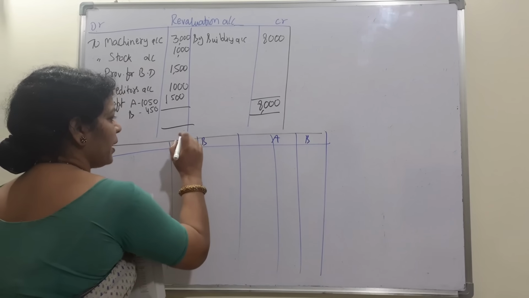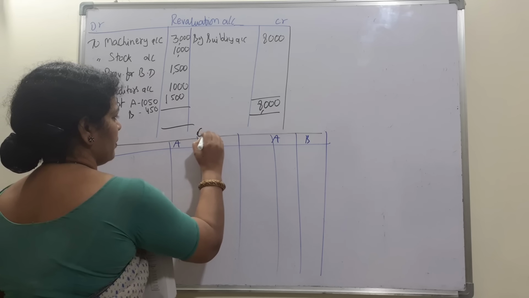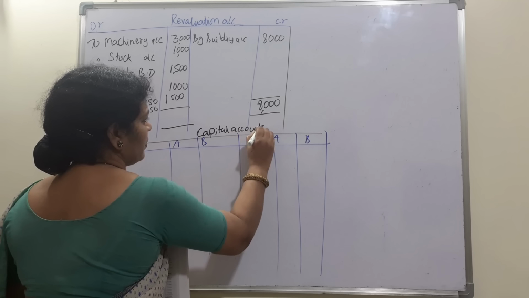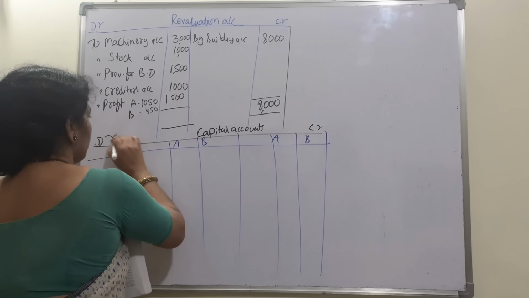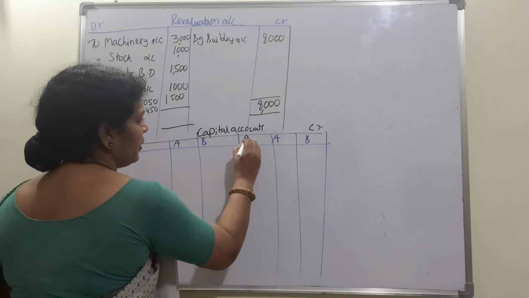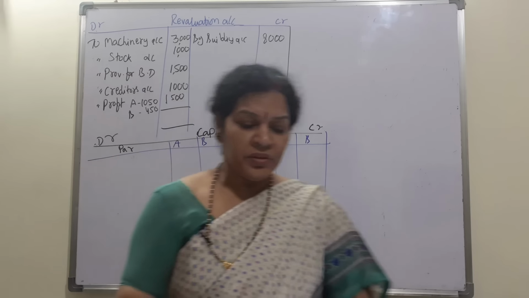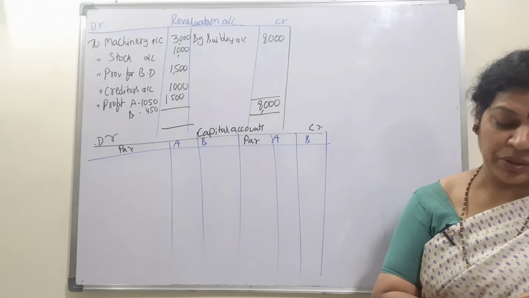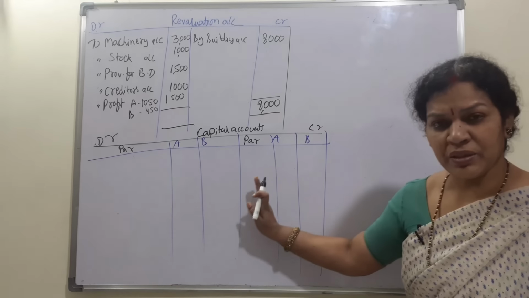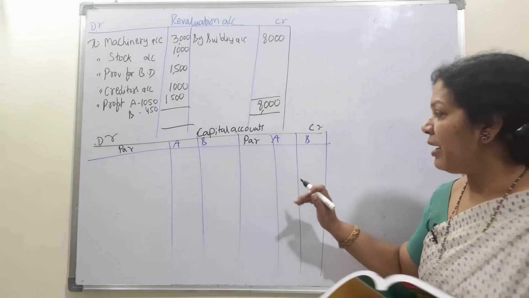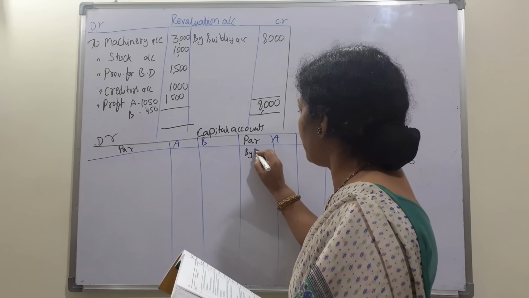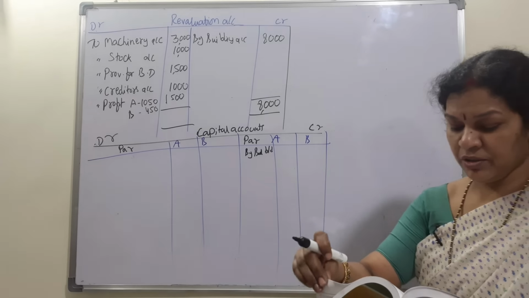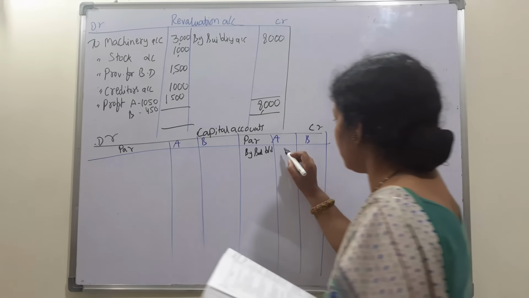So you can write it on the top, capital accounts. Debit, credit, particulars, A and B and particulars. Always remember, you will start this capital account with a capital. What is the capital given? A is 80,000 and B is 40,000. Capital always comes on the credit side. So what do you write? By balance brought down. How much is it? 80,000 and 40,000.